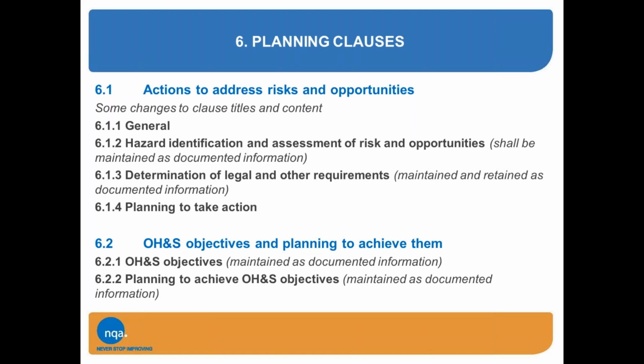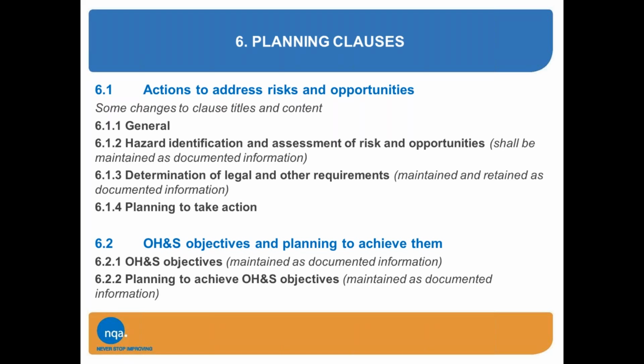And then planning to take action. So obviously, we need to plan, we need to consider, and the key objective there is taking some action to address the risks and opportunities that have been identified through the hazard assessment processes. As well as that, there is a requirement to look at and deliver OHS objectives. And not just identifying OHS objectives, but planning to achieve them. So if one of your objectives is let's reduce the accident rate by 50%, how are you going to do that? What actions are you going to do to achieve that outcome?